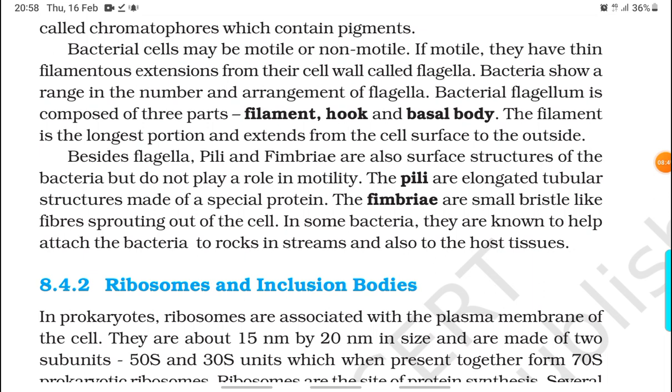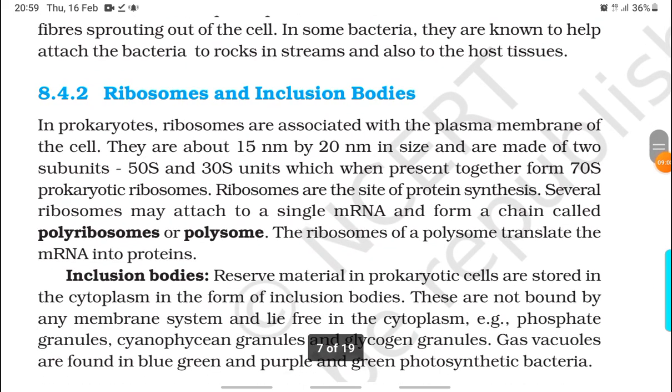Besides flagella, pili and fimbriae are also surface structures of the bacteria but do not play an important role in motility. The pili are elongated tubular structures made up of a special protein. The fimbriae are small bristle-like fibers sprouting out of the cell. In some bacteria, they are known to help attach the bacteria to rocks in streams and also to the host tissue. Ribosomes and inclusion bodies.